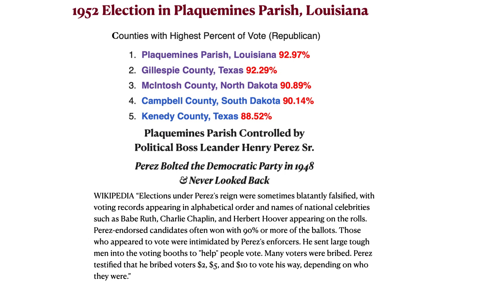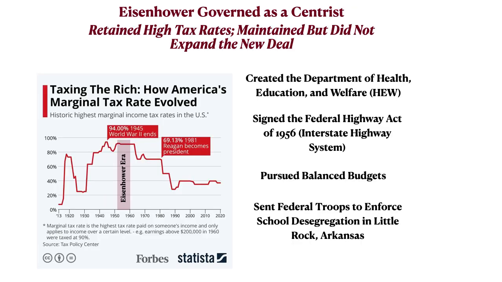It's interesting too. I'll actually quote from the Wikipedia article on this because it's important to know. It tells you something about how an individual county, or in Louisiana a parish, could be extraordinarily corrupt. So elections under Perez's reign were sometimes blatantly falsified, with voting records appearing in alphabetical order and names of national celebrities like Babe Ruth, Charlie Chaplin, and Herbert Hoover appearing on the rolls. His candidates often won 90% or more. Those who appeared to vote were intimidated by his enforcers. He sent tough men into voting booths to help people vote. Many were bribed. We're not talking about democratic governance at the parish level in southern Louisiana at this time.